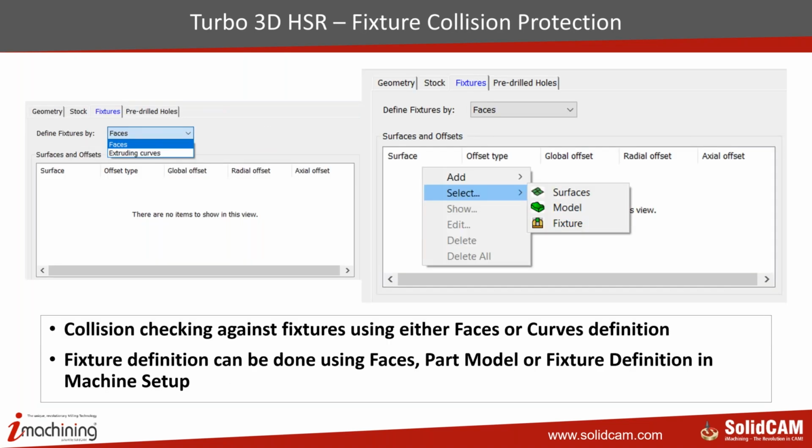Fixture collision protection is also available inside Turbo 3D HSR. As I already told, you can define the fixtures. There are three different options. Either you can define the fixture by using a 3D model, or you can select the surfaces, or you can define a 2D boundary and define that as a fixture. Suppose you want to use top clamps or something, you can use the 3D model and define it as a fixture, or you can create a 2D boundary and mark the curves definition as the fixture zone so that it will take care of fixture protection while generating the toolpath.